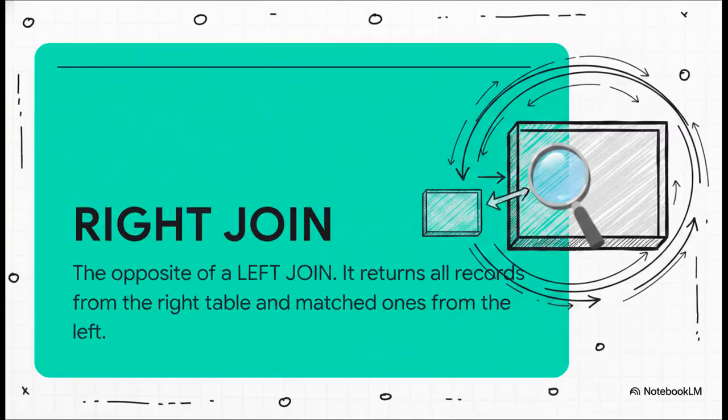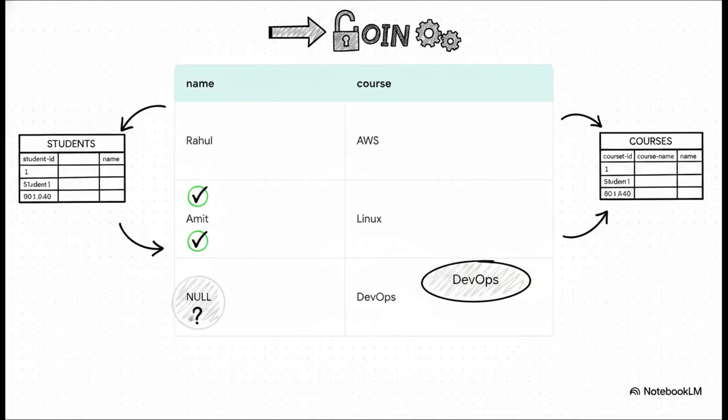So, as you've probably already guessed, the right join is just the mirror image of the left join. This time, we're basically saying that the second table, the right one, is the most important. We want every single record from that table, no matter what. So take a look at this. Rahul and Amit are here, they have matches. But now, that DevOps course is on our list. And since no student from our left table is taking it, the student name is just null. See? We kept every single course from the right table, guaranteed.